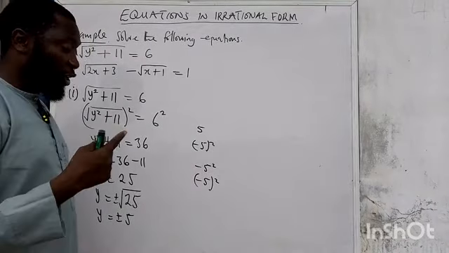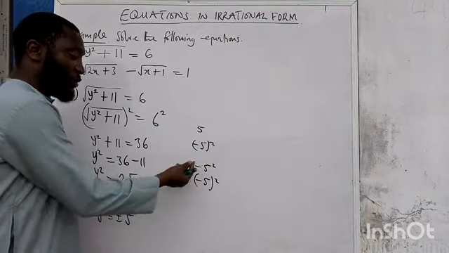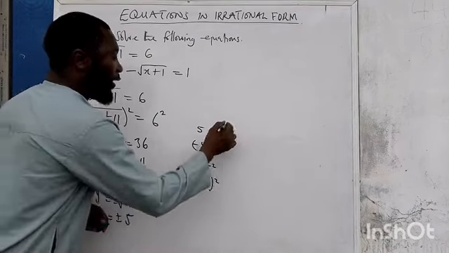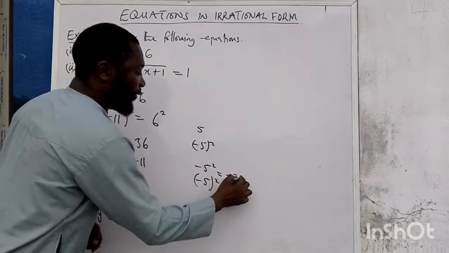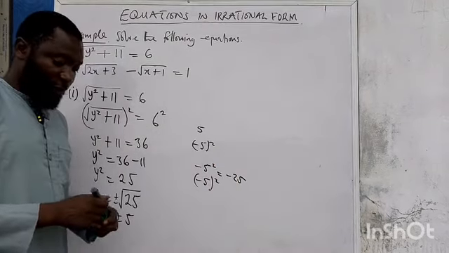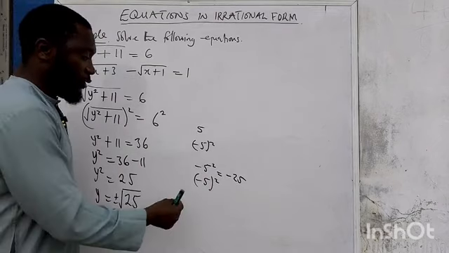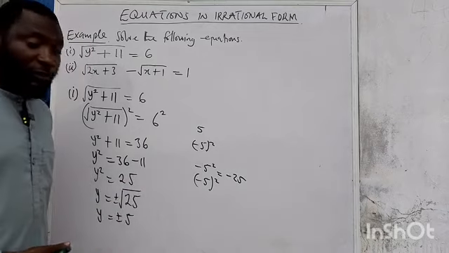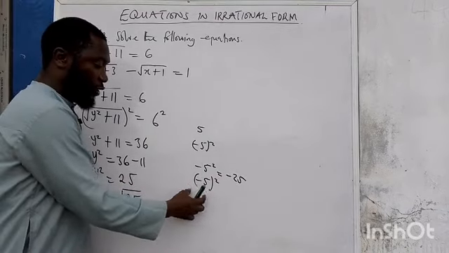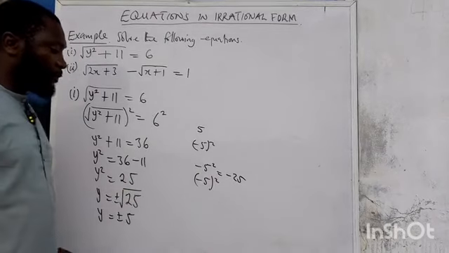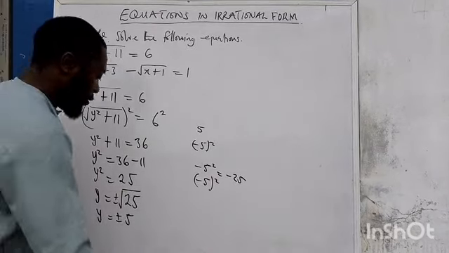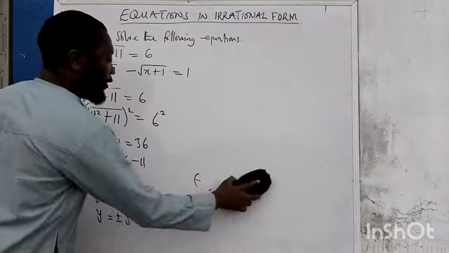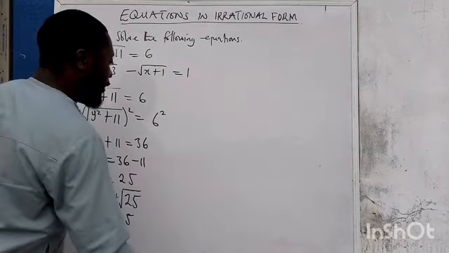Especially your calculator may misinterpret this. Your calculator may just square 5 and write this as minus 25. And in real sense, what you really mean is square of negative 5. But when you are using your calculator, you have to keep it in the bracket and square. Now that is just the solution to the first part. Now let's consider the second example.